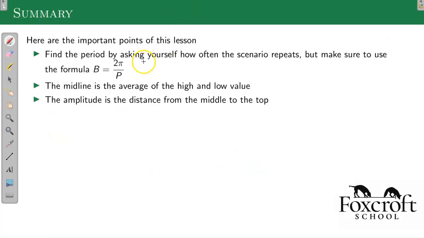All right, so quick summary. The most common mistake is getting the wrong value in the parentheses. Remember, it's not just the period. It's 2 pi divided by the period. That's the b value that goes in those parentheses. The midline is the average of the high and low value. And the amplitude is that high value minus the midline. That'll give you the height of the wave. So put all that together and you can create your sinusoidal functions.